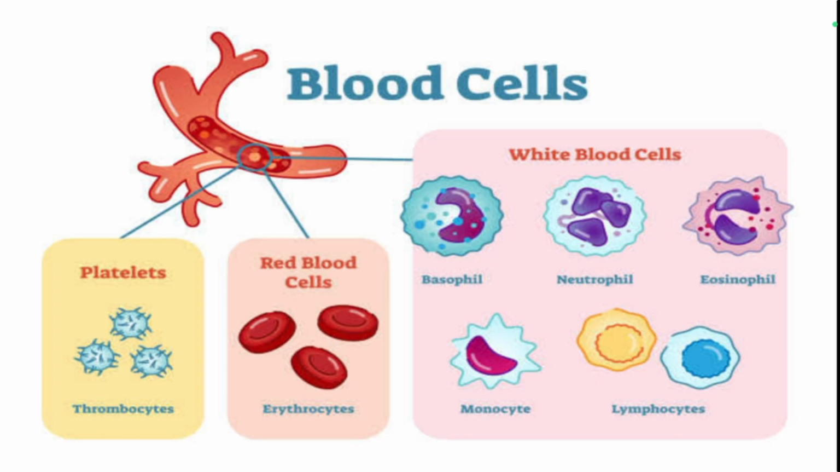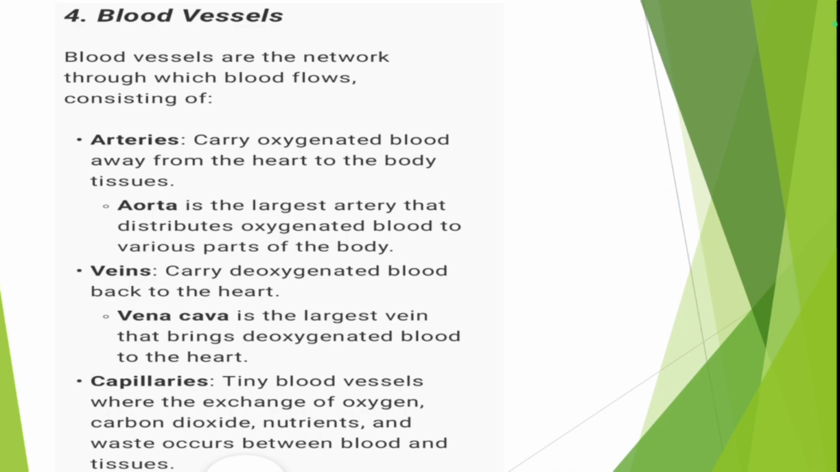Here you can see all the blood cells. The platelets are known as thrombocytes. The red blood cells are known as erythrocytes. As I told you, the common name for white blood cells is the leukocytes. But it has many types, for example, basophil, neutrophil, eosinophil, monocytes, and lymphocytes. Then coming to blood vessels.